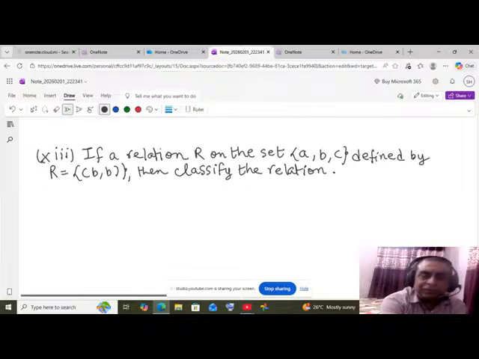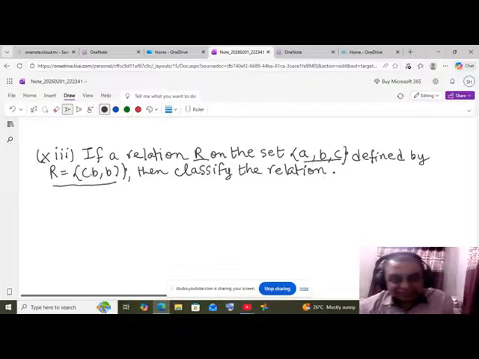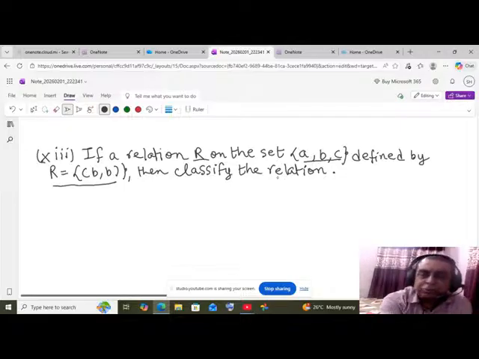Here in the question we are told, if a relation R on the set A, whose elements are a, b, c, is defined such that there is a single element of R, which is (b, b), then classify the relation. We have to tell what type of relation this R is.